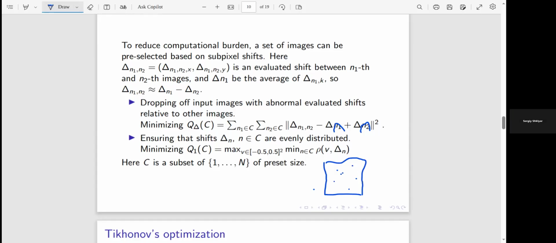And the second way to reduce the number of images is this: if we have images whose displacements between them are almost whole numbers, almost integer coordinates, then we drop one of these images. Drop one of the input images.